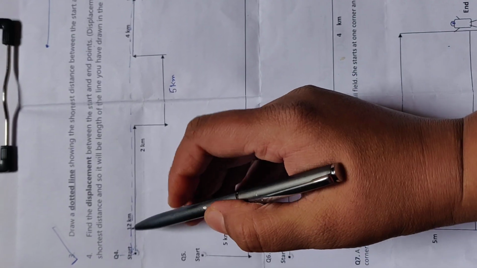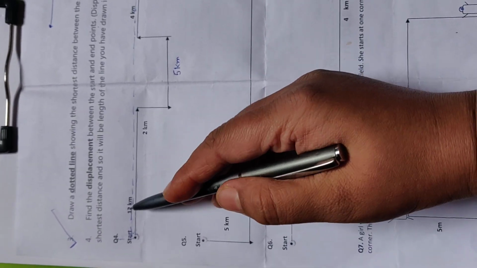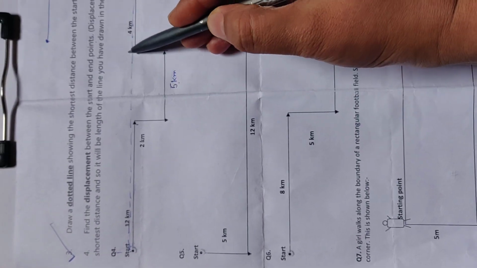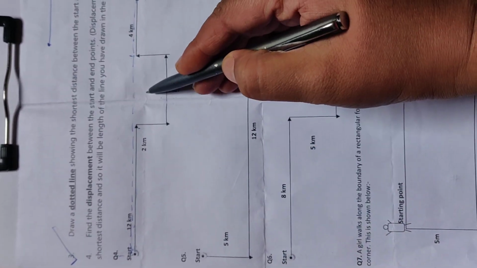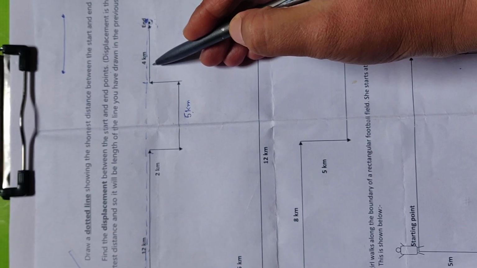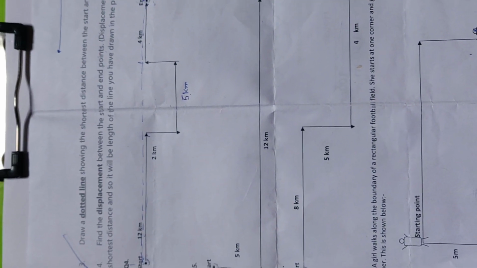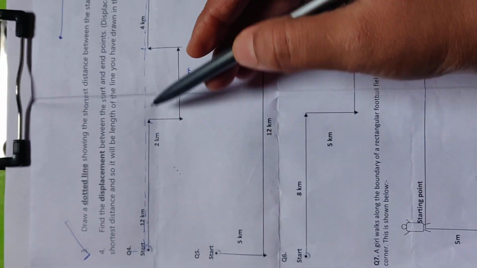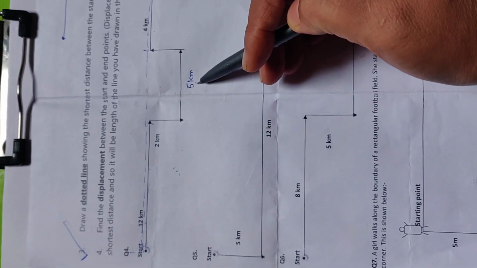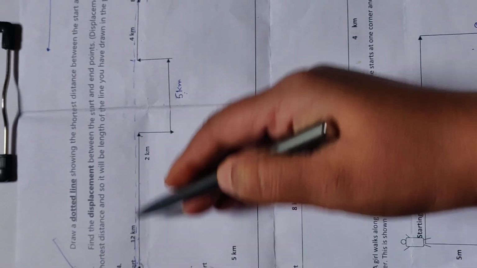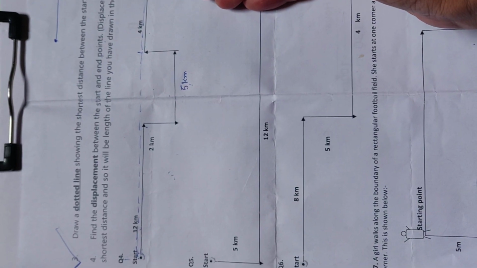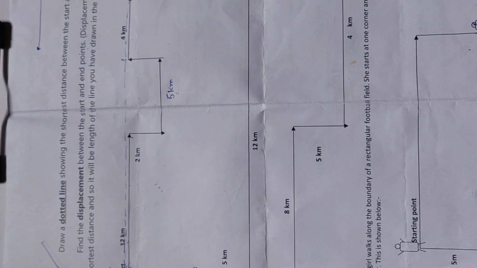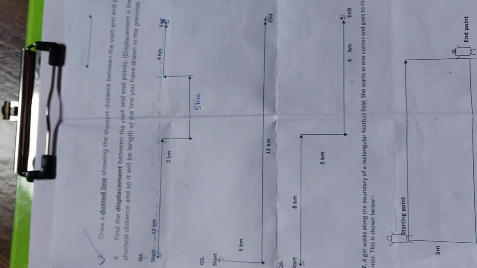So how much it is? 12 plus, if this is 5, this will also be 5. 12 plus 5 plus 4 will be the displacement. So in this diagram, for this case, distance is not equal to displacement. Displacement is just the shortest distance, right? And displacement may or may not be equal to distance.